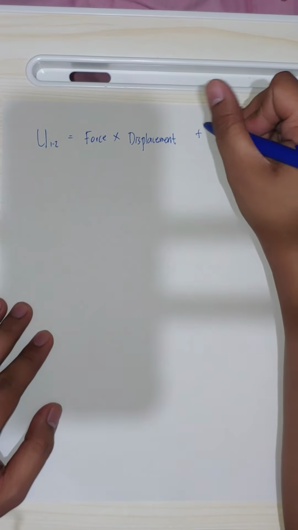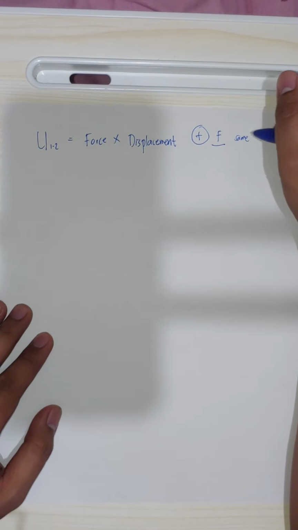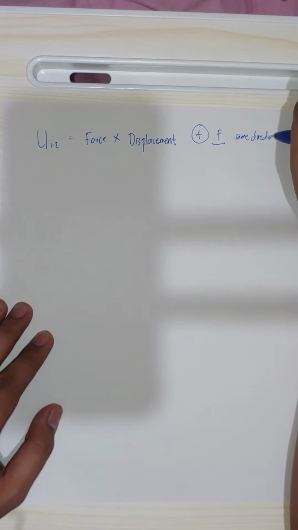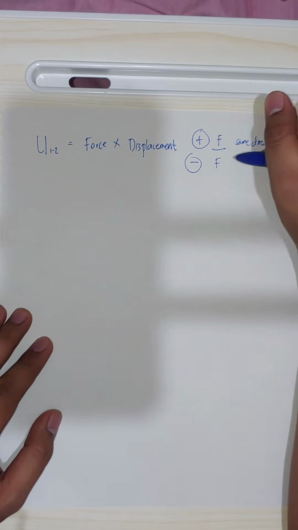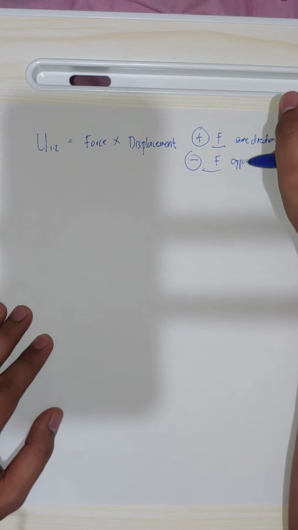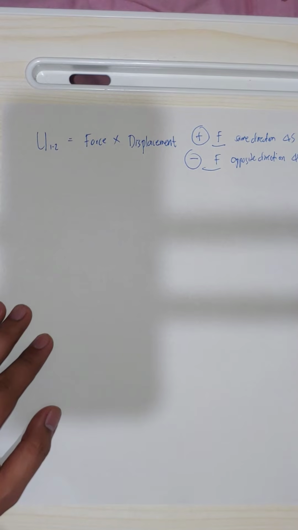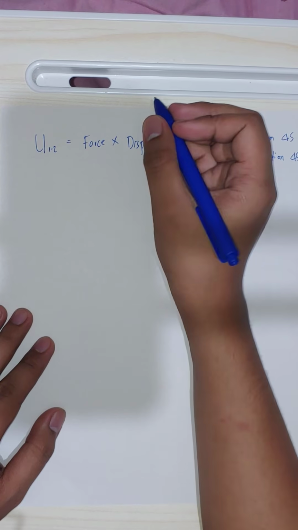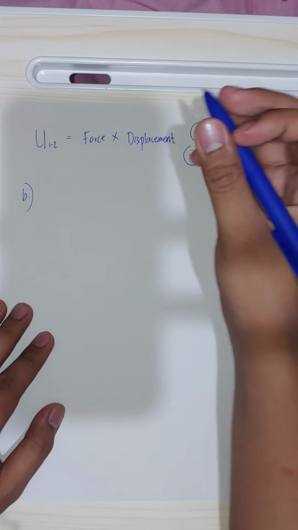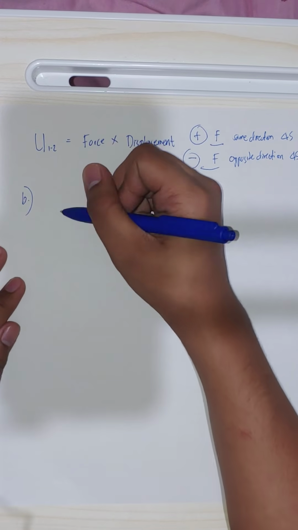Then, positive if the force is in the same direction as the displacement. Negative if the force is opposite to the direction of the displacement, or the change in position. Okay. So next, let's look at the work due to a variable force.